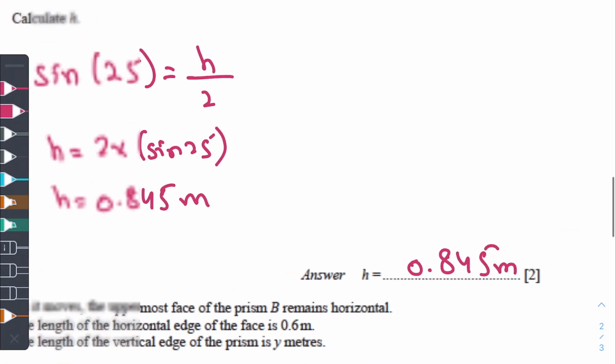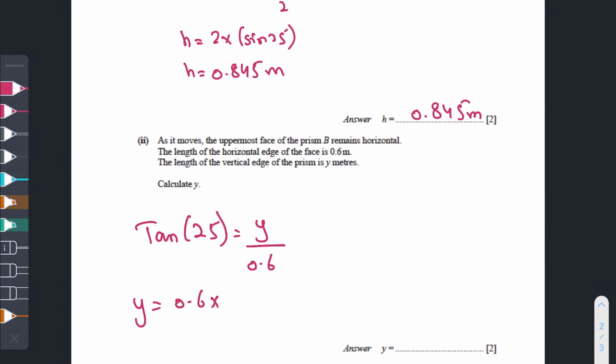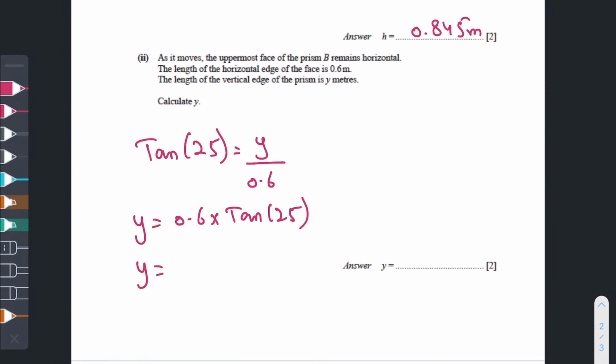So when we have the opposite over the adjacent, we use tan. So tan 25 is equal to the opposite, that is y, divided by the adjacent, that is 0.6. So y should be equal to 0.6 times tan 25. When we multiply these two, the value of y comes out to be 0.280 meters. So you write your answer over here, 0.280 meters up to 3 significant figures, and we are done with the question. I hope this question made sense.